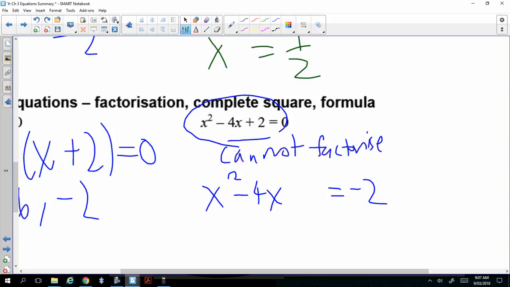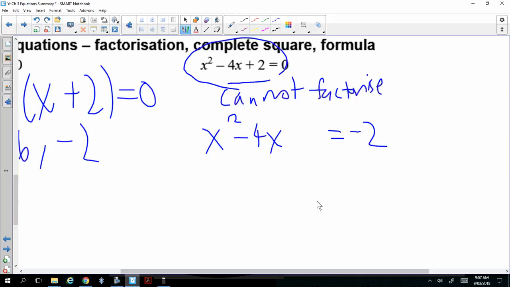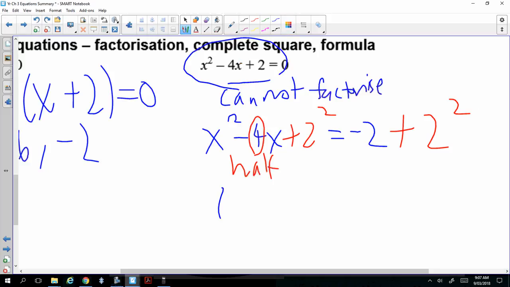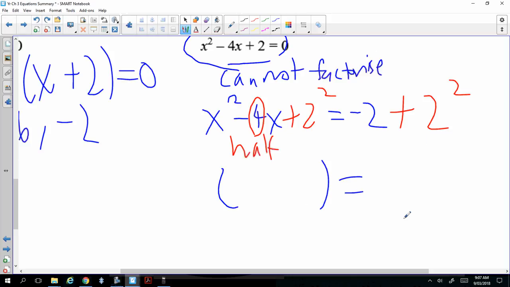Alright, so what do we have to add to both sides in order for it to be a perfect square? Hopefully you still remember what we do. We halve this, and then what do we do after we halve? Square. Very good. Okay, you all did your homework. Very good. So what you do is you write, and after you do that, what does it become? It becomes x minus something inside the bracket. X minus 2 squared equal to 2, right?